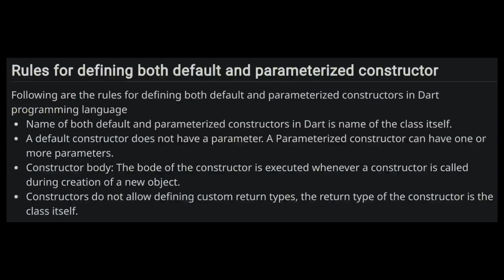Following are the rules for defining both parameterized and default constructors in Dart programming language. Name of both default and parameterized constructors in Dart is name of the class itself. A default constructor does not have a parameter. A parameterized constructor can have one or more parameters. Constructor body: the body of the constructor is executed whenever a constructor is called during creation of a new object. Constructors do not allow defining custom return types. The return type of the constructor is the class itself.